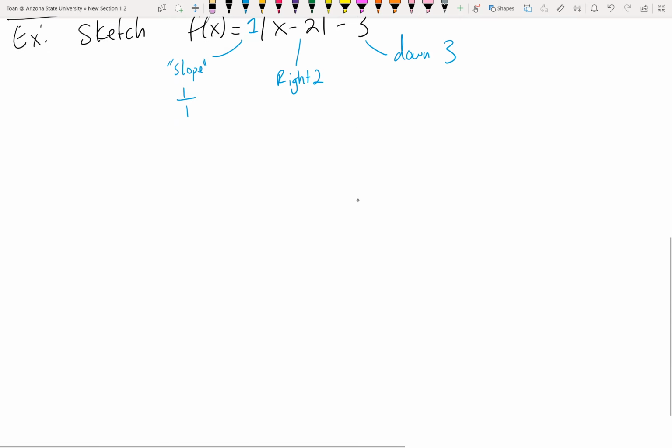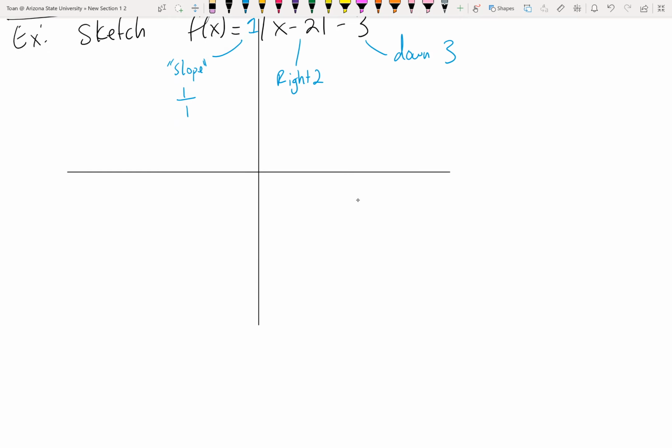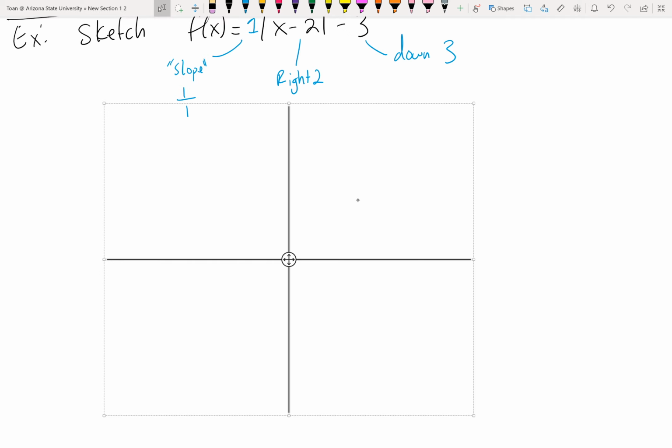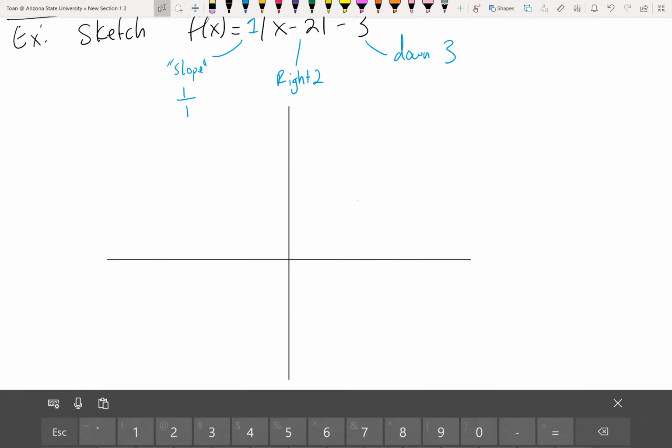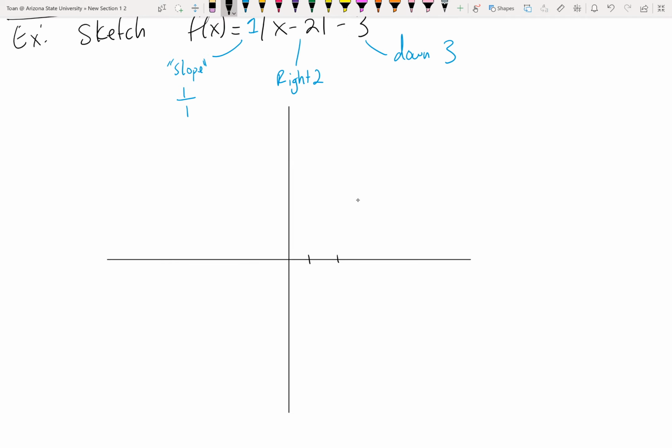So let's make a coordinate system. 1, 2, 3, 4, 5, 6, 7 on each axis. I'm not sure why I'm doing a 7 by 7, just a random number.